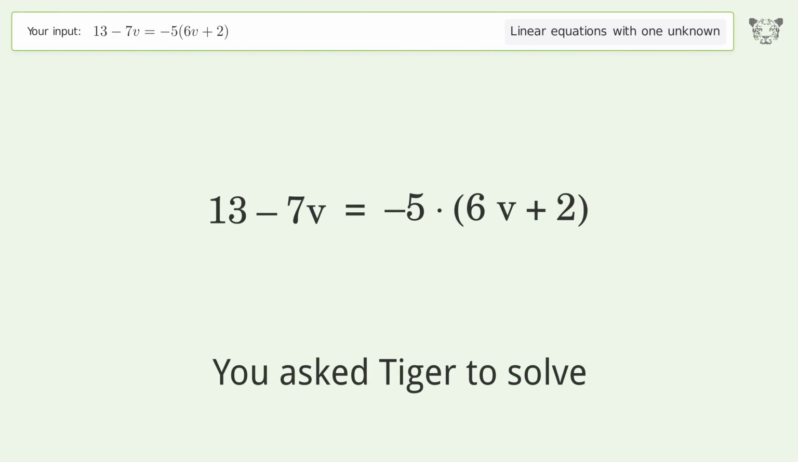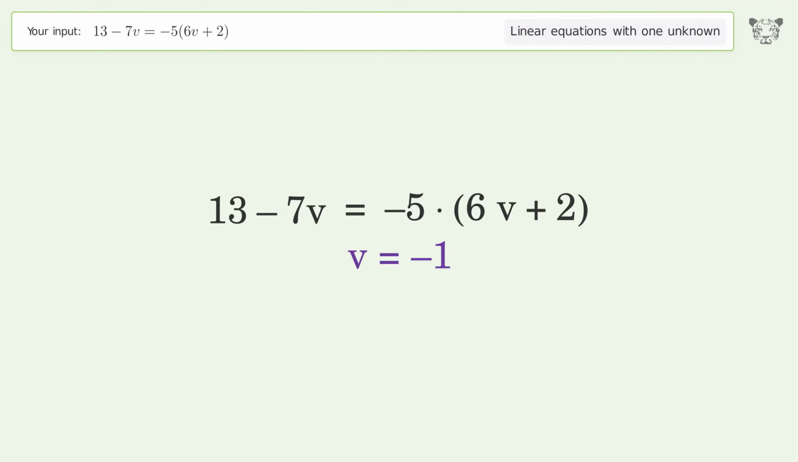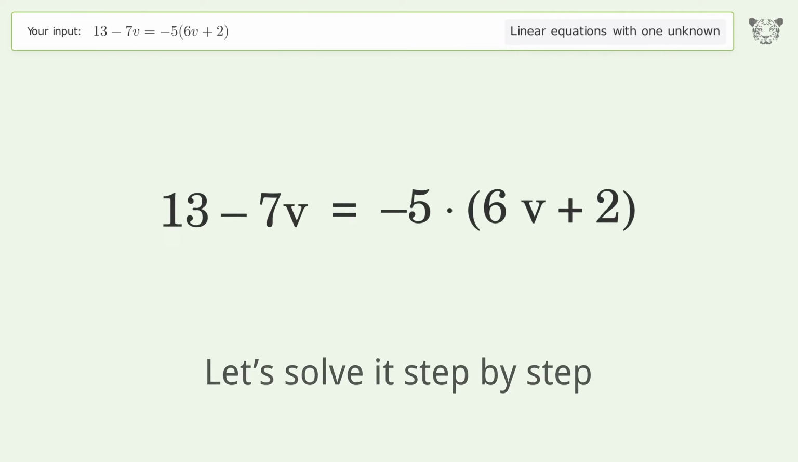You ask Tiger to solve this. It deals with linear equations with one unknown. The final result is v equals -1. Let's solve it step by step.